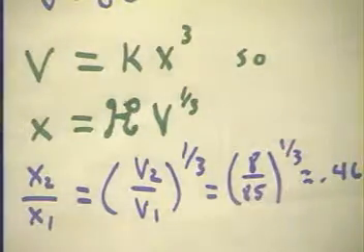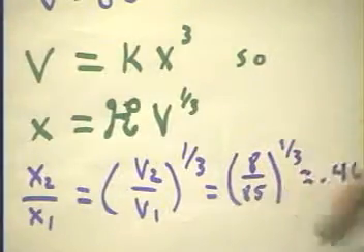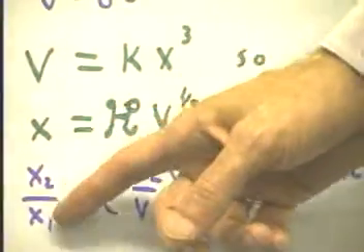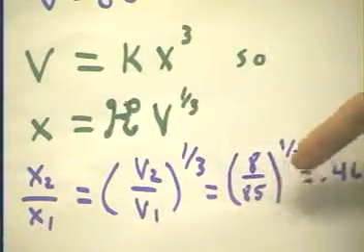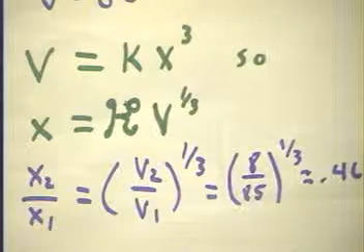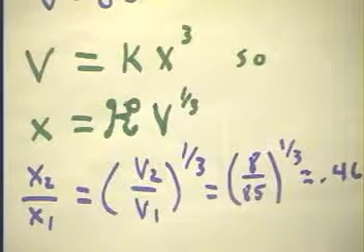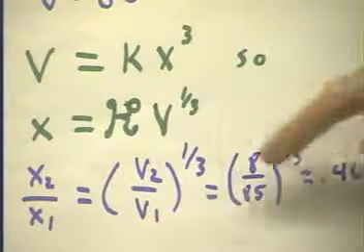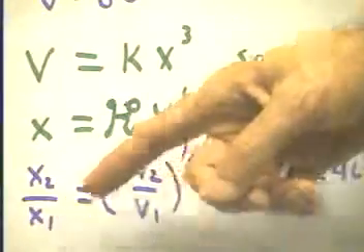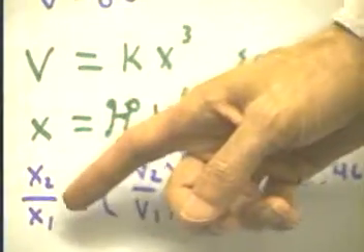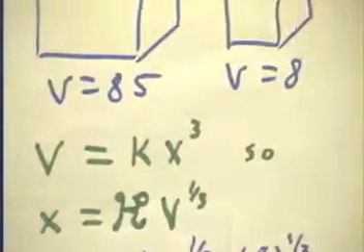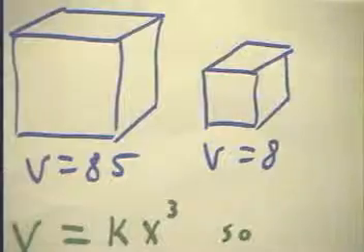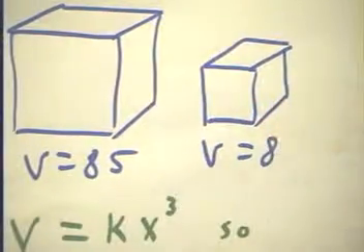In this case, since the volume of the second cube is 8 and the volume of the first is 85, then the ratio of x values, the ratio of side lengths, will just be 8 over 85 raised to the 1/3 power, which comes out to be approximately 0.46. So if one cube has 0.46 the side of another, that is, if x2 is 0.46 of x1, then if the volume of the first cube is 85, the volume of the second will be 8.